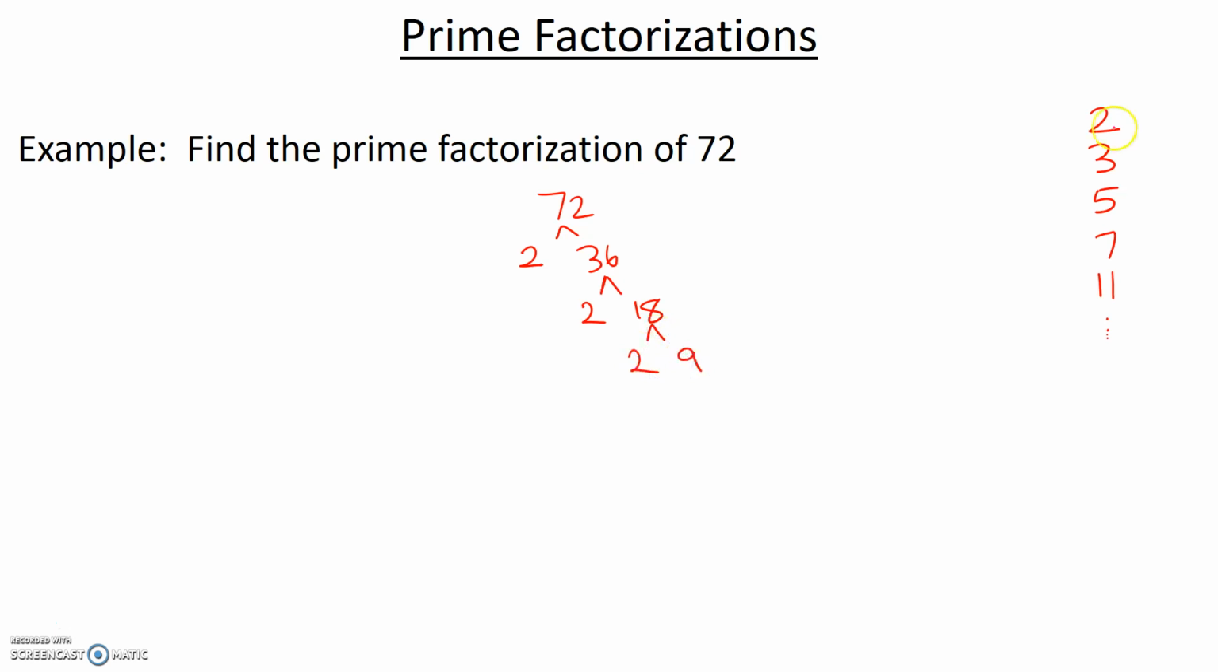Now, 2 doesn't go into 9, but 3 does. So 9, we can write that as a product of 3 and 3. So the prime factorization of 72 is 2 times 2 times 2 times 3 times 3.